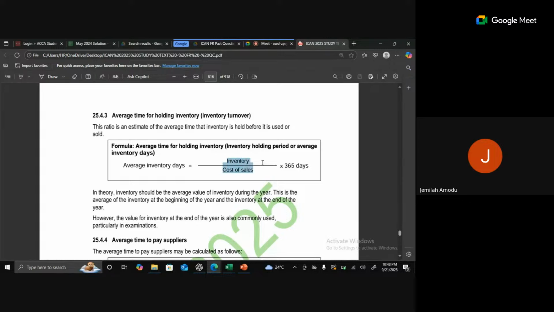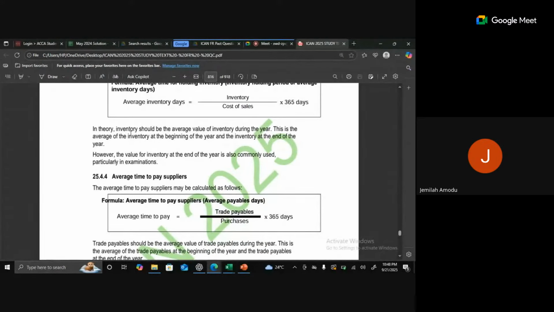And what's the formula? Your inventory, they'll give you your inventory in your SOFP, all over your cost of sales, right? Why cost of sales? Because any inventory that's either been used or sold, the cost price of it is what you are now going to take to your income statement, right? So that's why you are comparing it with your cost of sales.